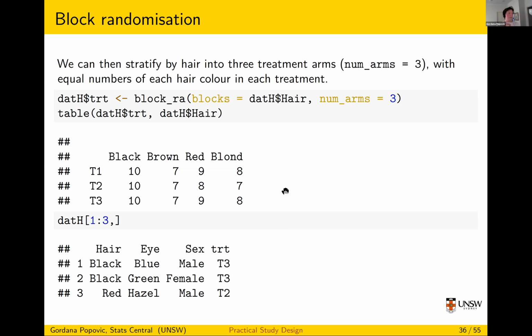Is it possible to block by more sexes than female and male, e.g. trans, non-binary groups? Yeah, you can definitely, if you have enough people in those groups. You often don't.